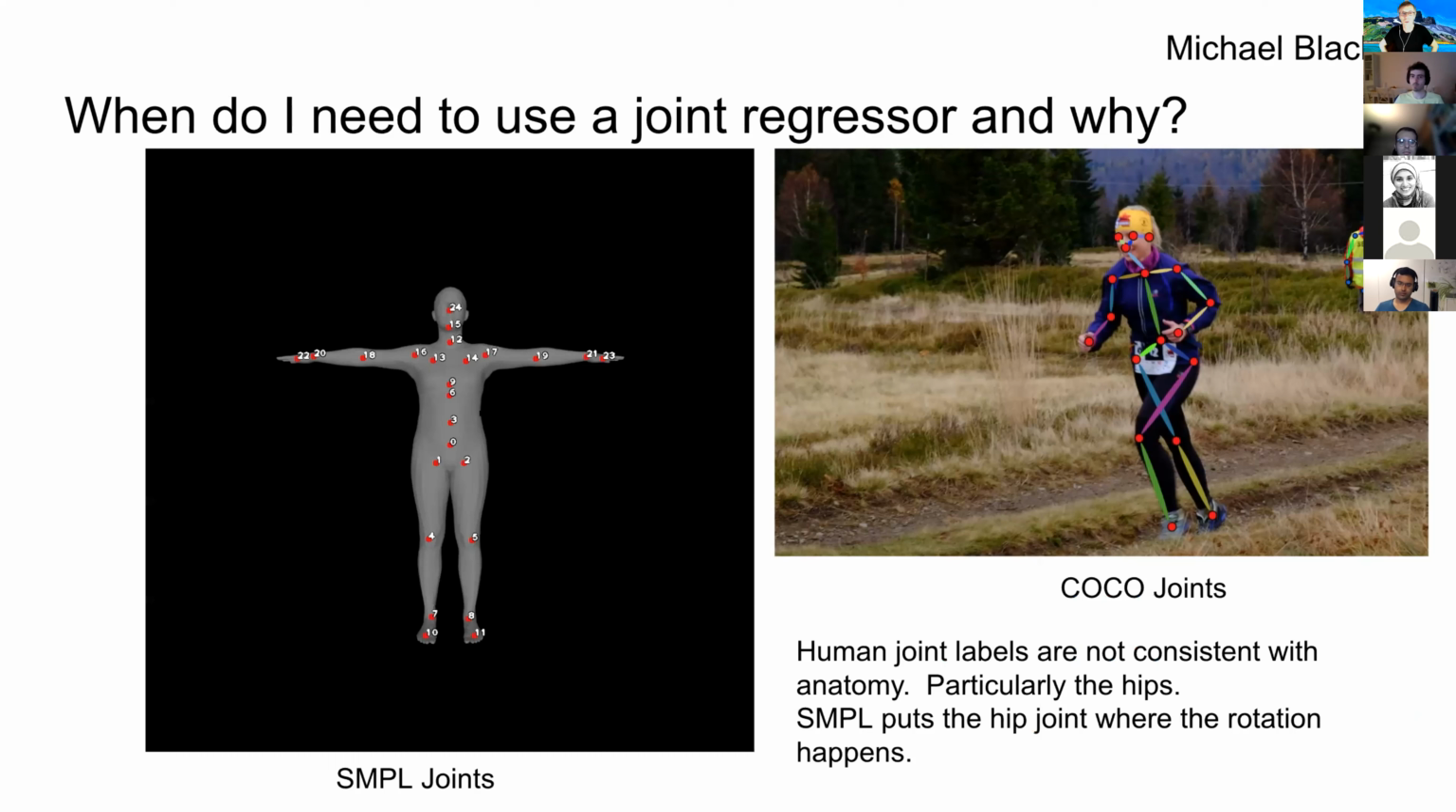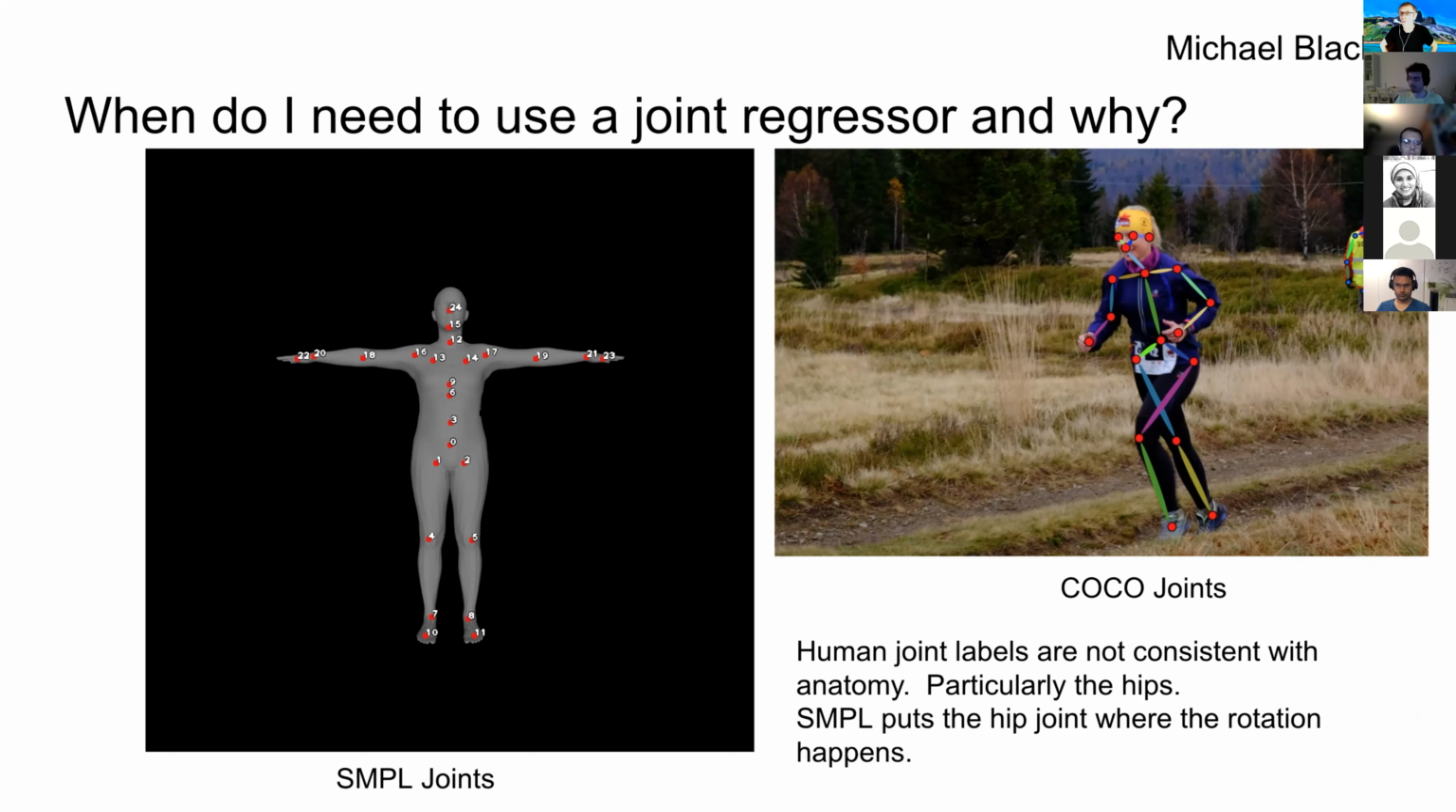People use joint regressors for all kinds of things. What is this joint regressor business? Aren't joints joints? And why do different data sets need different regressors? Well, here's the thing. On the left, you've got a simple body model, and those are the joints for that model. Look at the hip joints. Those hip joints are placed roughly where the centers of rotation of the hips would be.